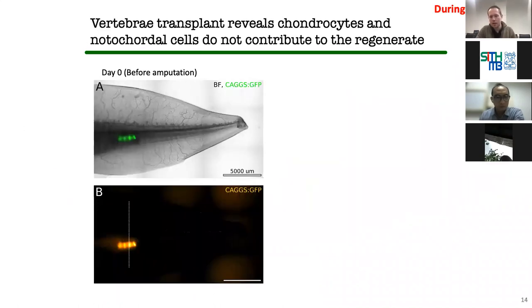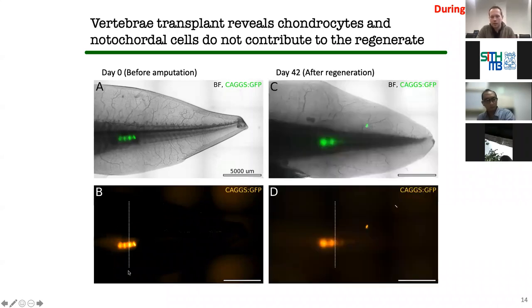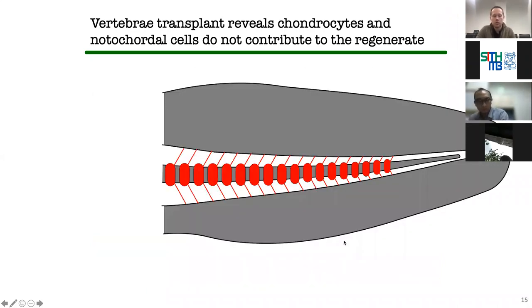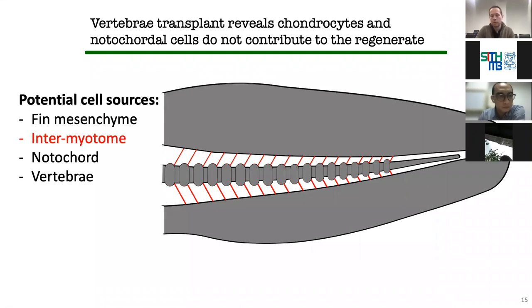So to assess if vertebrae contain cells that are responsible for tail regeneration, we took a slightly different approach and we grafted GFP-positive vertebrae into a non-transgenic animal. We leave this animal to heal for a couple days and then we amputate right through the grafted vertebrae. When we look at this 6 weeks later, we see that there basically hasn't been any significant contribution to the regenerating tail. The graft survived fine though, but this suggests to us that the vertebrae also do not contribute significantly to the regenerating tail. We can remove that as well, leaving us effectively with this intermyotome population.